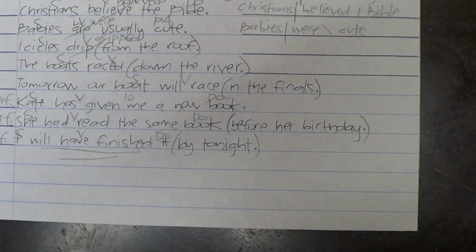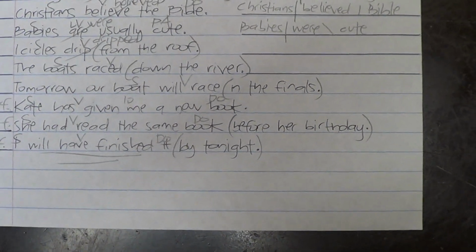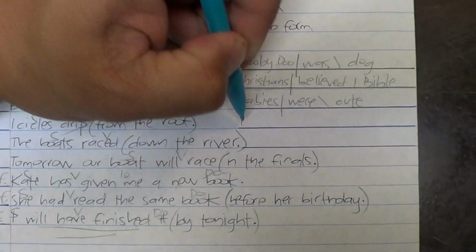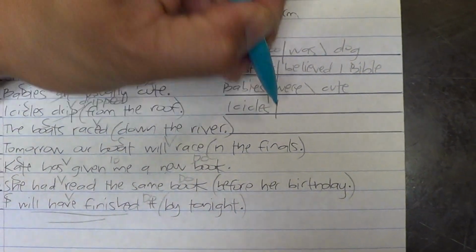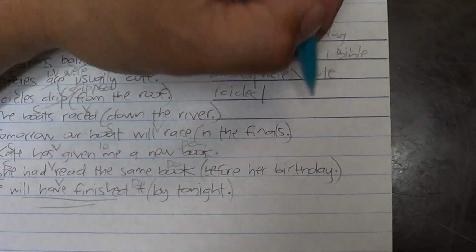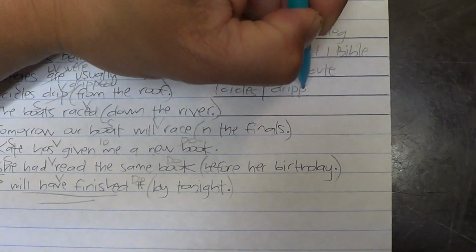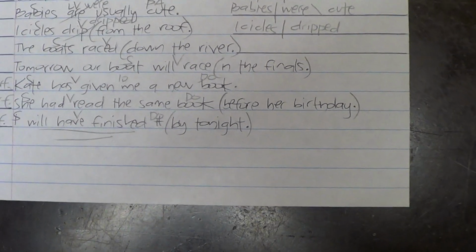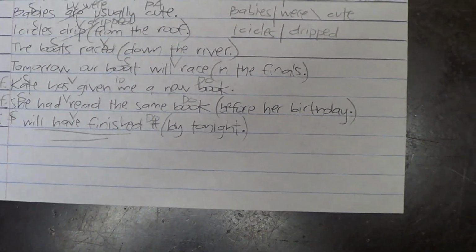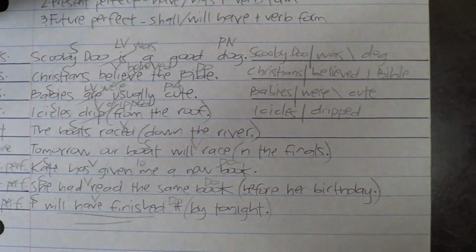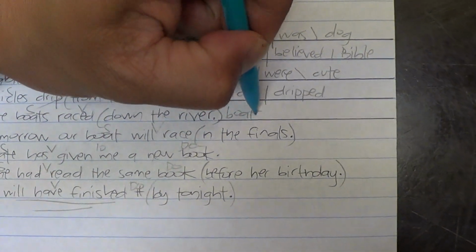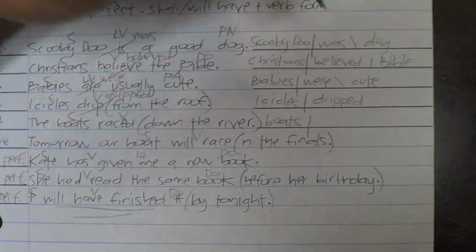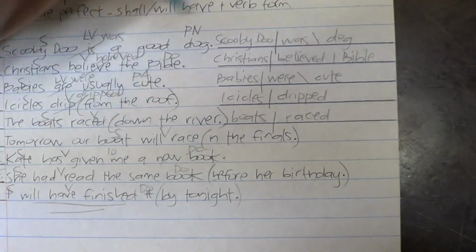Okay, icicles drip. Ooh, nice one. There's only 2 words to diagram, the subject and the verb. So it's going to look like this. Icicles goes first because it's the subject. Draw a line to separate the two. And the verb. Okay, we've got one more and got another nice one. Boats raced. Subject and verb again. So subject first. Boats. Draw a line to separate the subject and the verb. And the verb was raced. So we write that there.